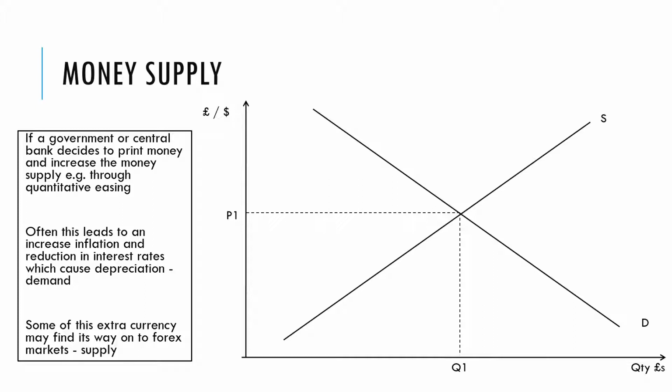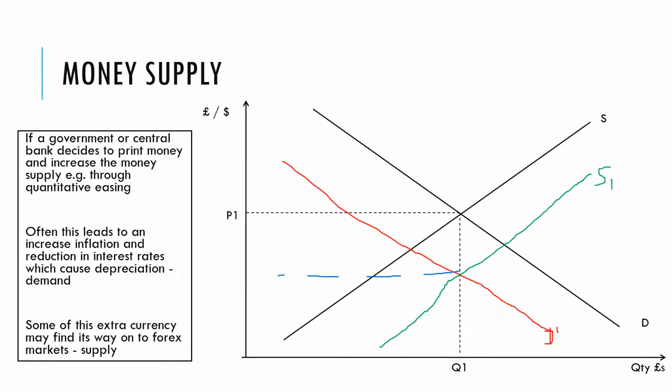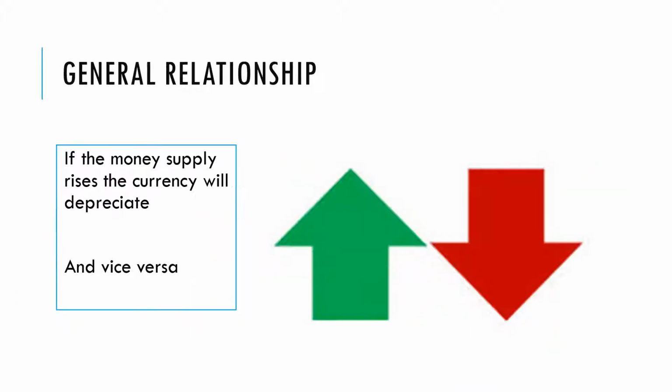So if we were to look at our market again, if the UK government were to increase the money supply, we might see that this would possibly cause a reduction in demand to D1 and also possibly an increase in supply, so some of this extra currency. So the effect we would see is a depreciation. So increasing the money supply will often lead to depreciation of the currency. So that's our general relationship. The opposite would also be true.